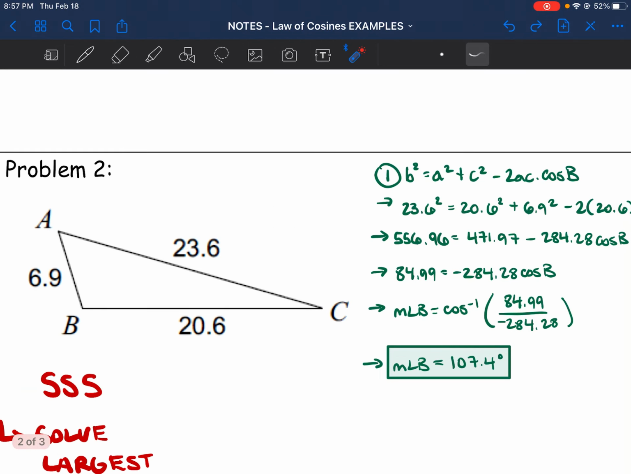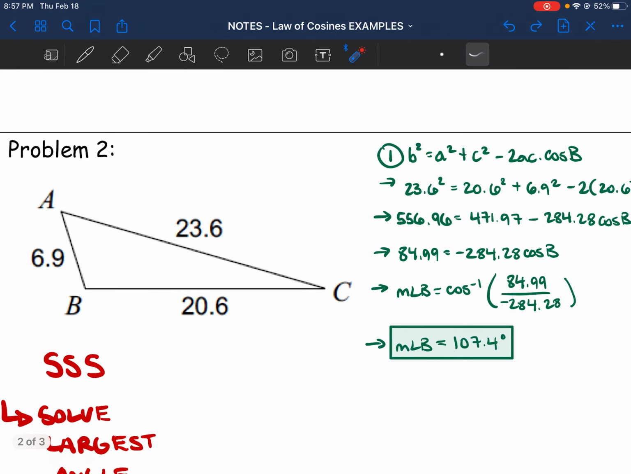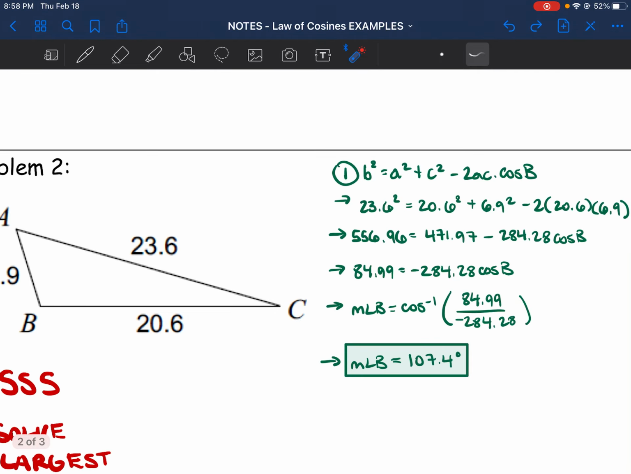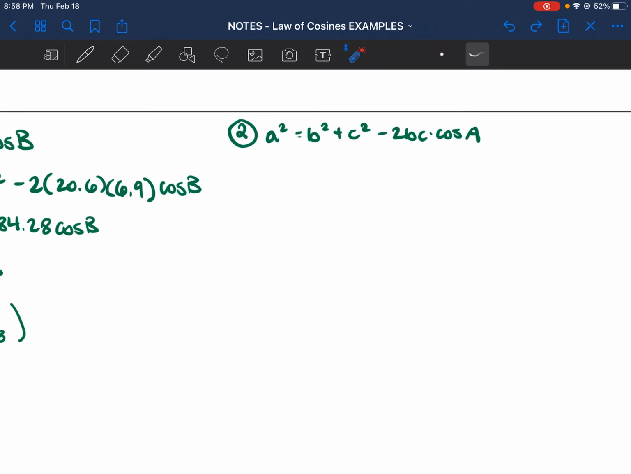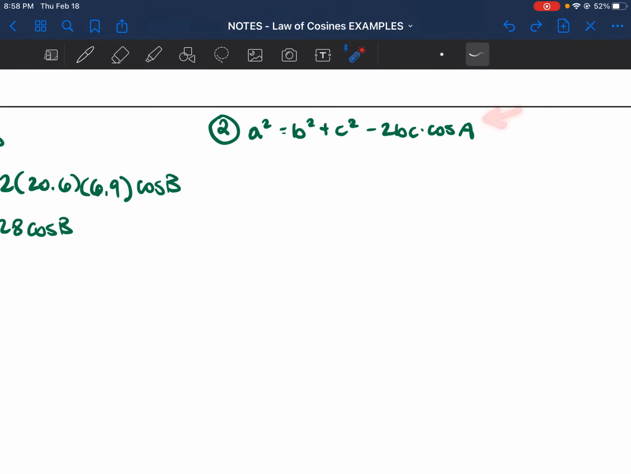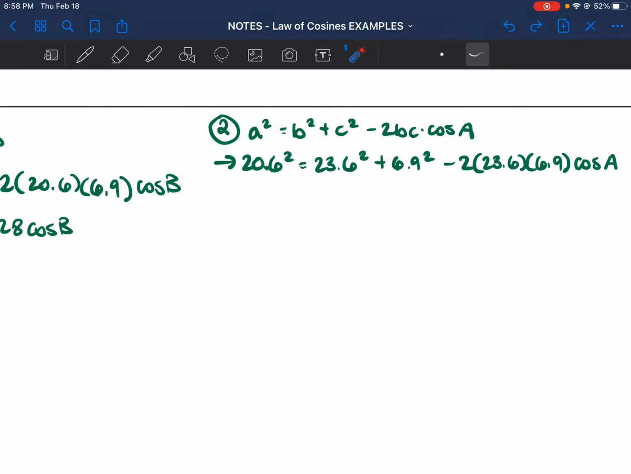So for me personally, I like to go in order from the largest angle to the smallest angle. So since we found angle B, which was the largest angle, the second largest angle is going to be angle A, because the second largest side is 20.6. So that's what I ended up solving for next. So I use the law of cosines equation that has angle A in it. Again, plugging in the pieces and starting to simplify.